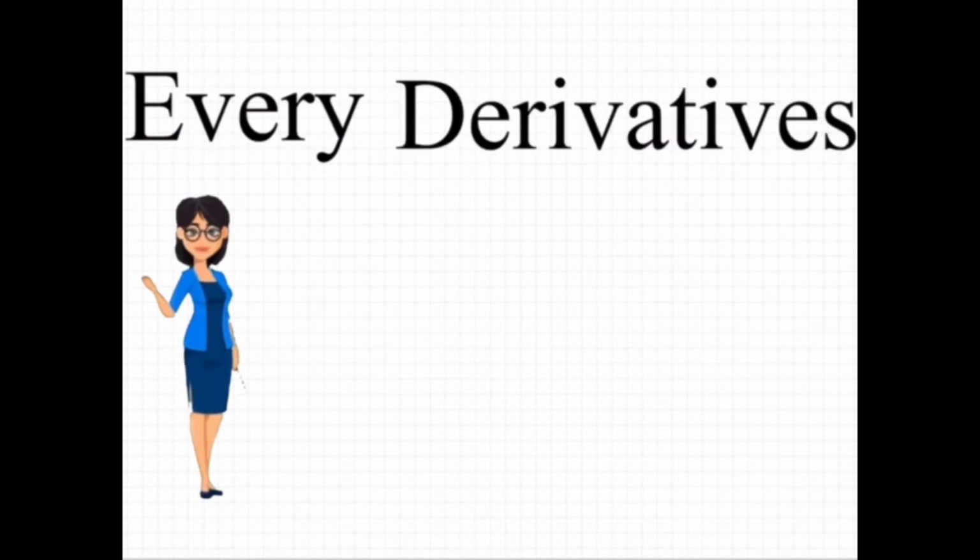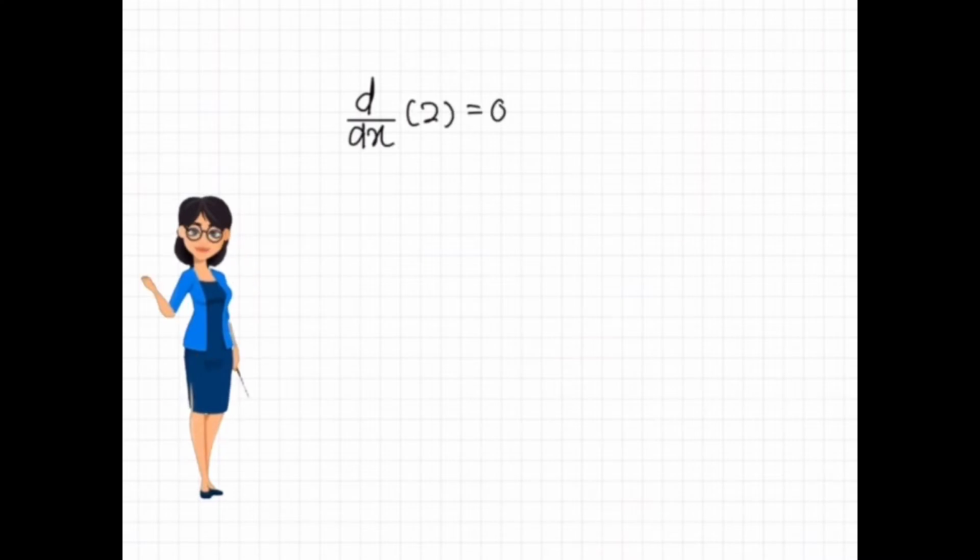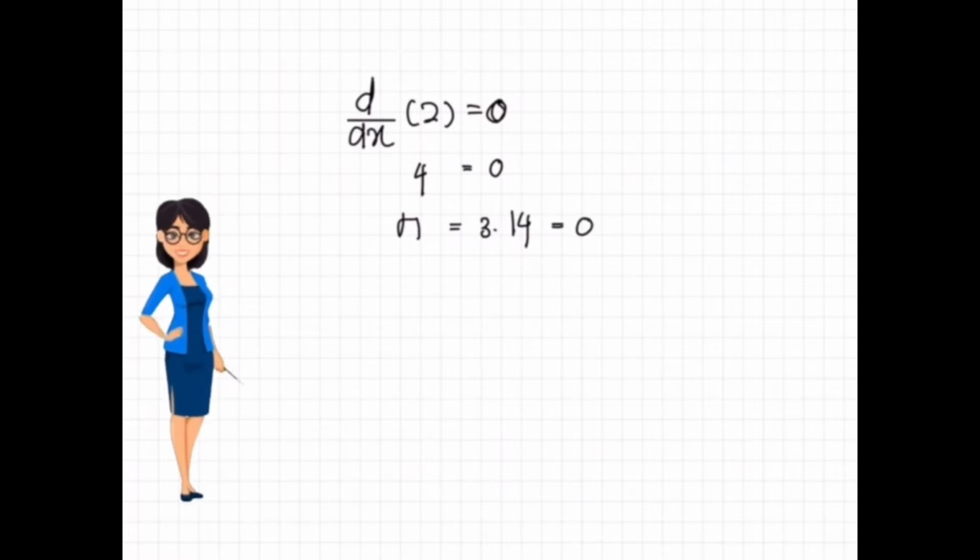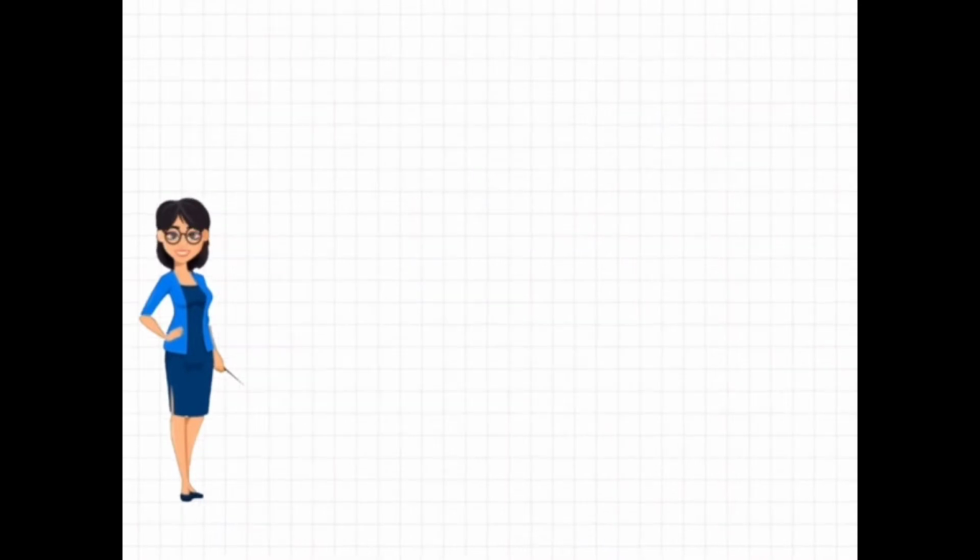First of all, every derivative will involve a variable such as x, y, or anything. So let's get into the first example, which is the derivative of 2 is actually equal to 0 because it is not a variable. The same goes for 4 pi, where pi is 3.14. Pi e is also equal to 0. So I hope that helps.